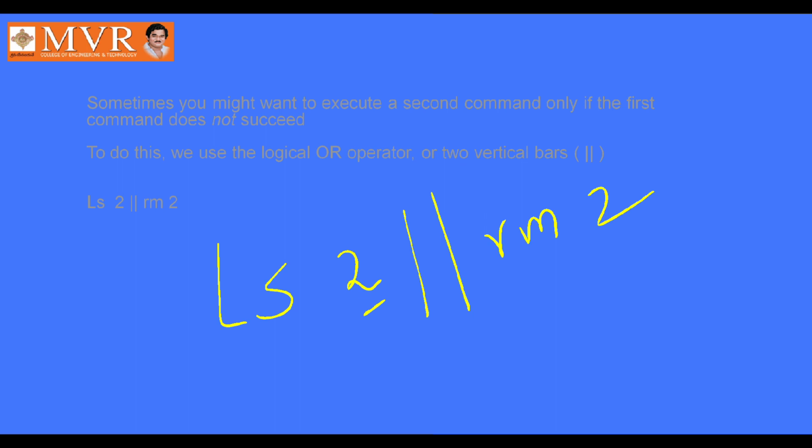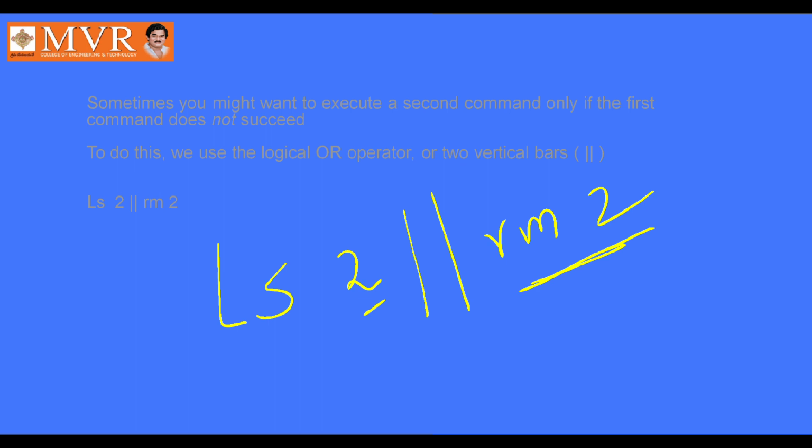Whenever you use normal ls, all files and folders in your directory will be displayed. But whenever you use ls with a file name, then that file name will be displayed on the screen. So here ls 2 means I am going to display the file 2 on the screen. Then in the second command, rm 2 means I want to remove that file 2.